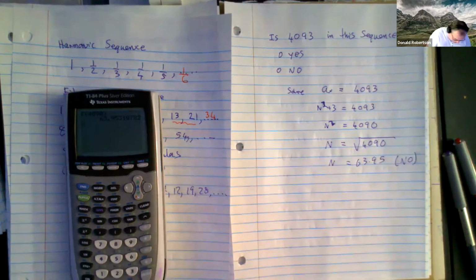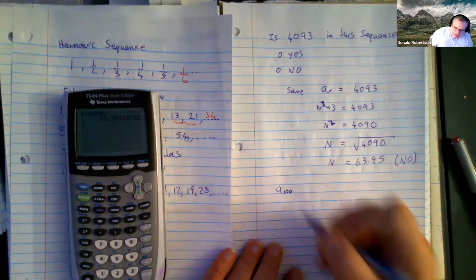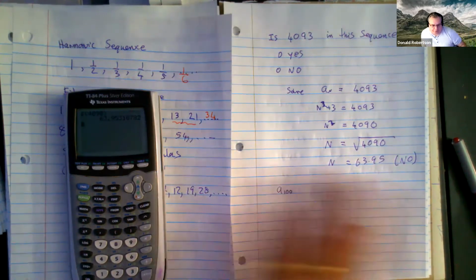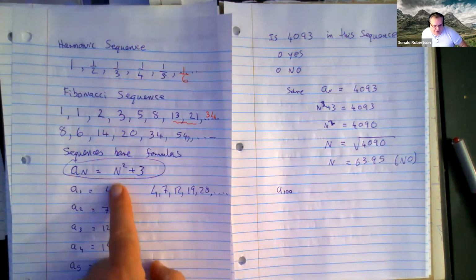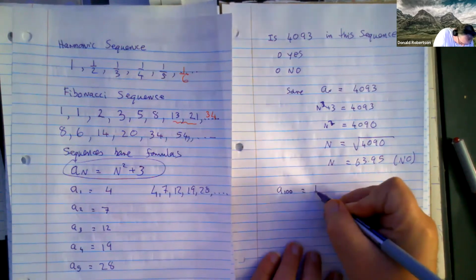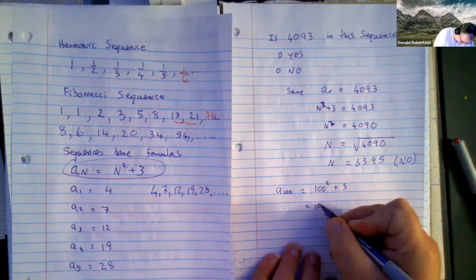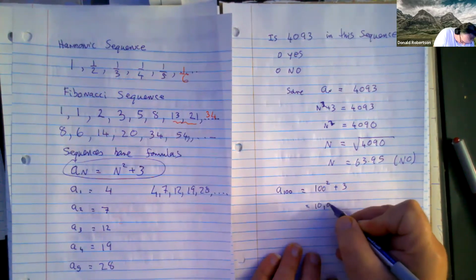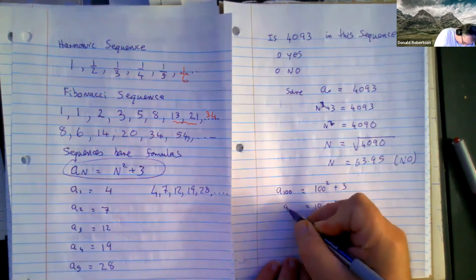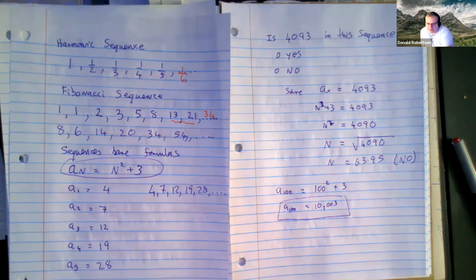So if that happened. Now, suppose I went and asked you for the value of the 100th term in the sequence. And we're still using this guy. Well, that's a lot easier to do, isn't it? Just n, 100 squared plus 3. So the 100th number in this sequence would be 10,003. Right? We cool?